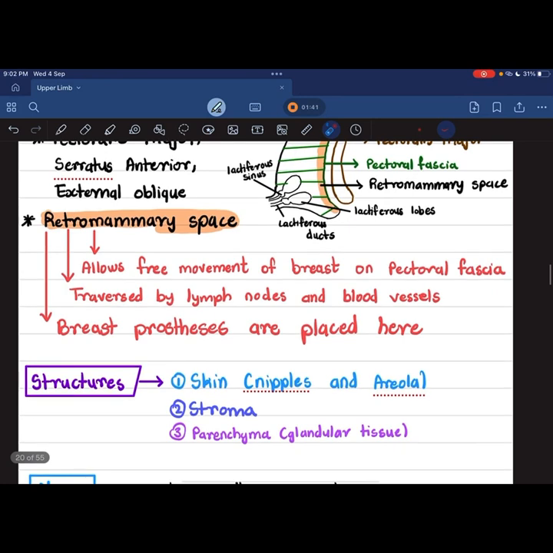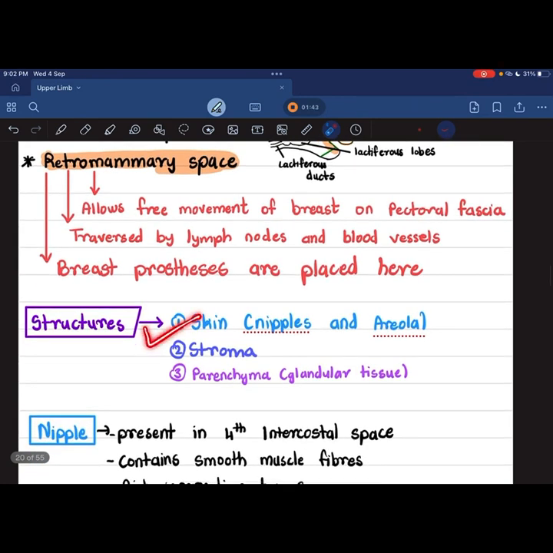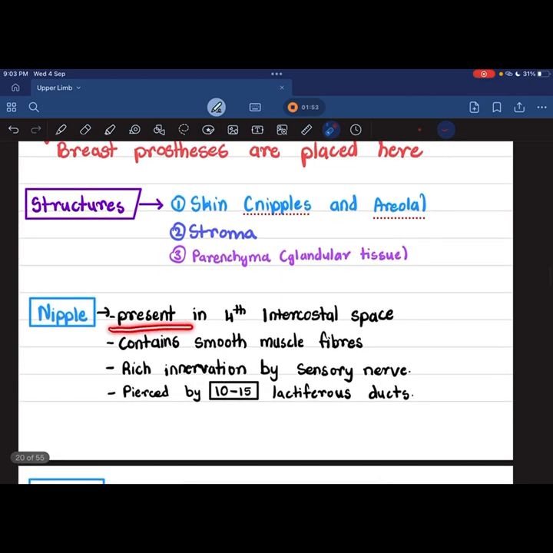Now, the structures of breast include skin, stroma, and parenchyma. Skin includes nipple and areola, while parenchyma is glandular tissue. Let's get started with nipple. Nipple: it is present in the fourth intercostal space, contains smooth muscle fiber, and it is richly innervated by sensory nerves. It is pierced by 10 to 15 lactiferous ducts.